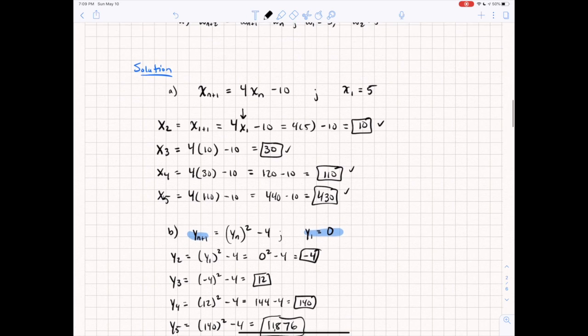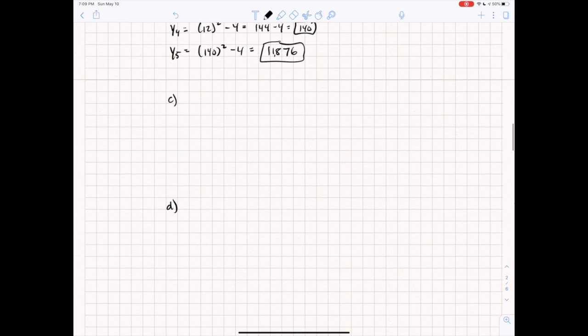All right, so let's take a look at C. C again is z_{n+1} is equal to 1 over z_n. And then we're told that z1 is equal to 4. All right, so I want to find the next term, z2. This has to do 1 over the previous term. And so I just get 1/4. Done.